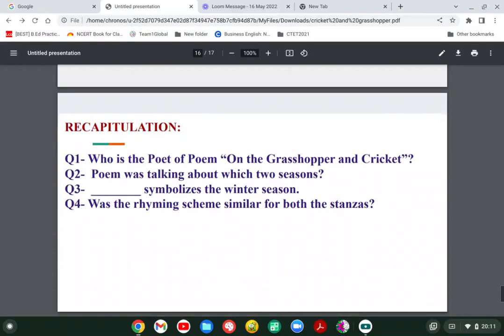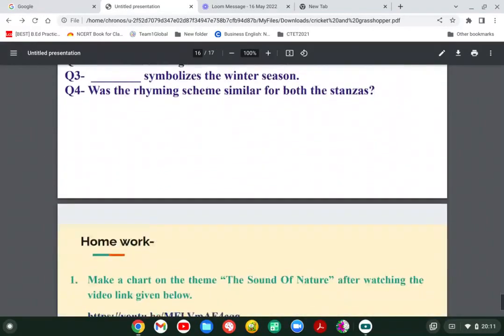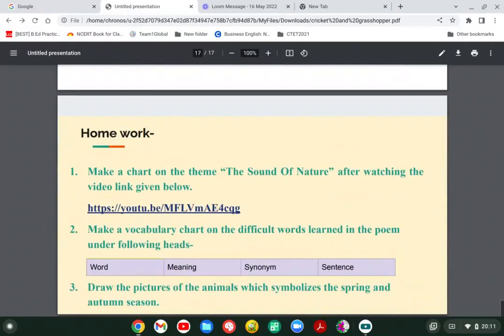Right. So for rhythm, you have to write the rhyming scheme in the chat box, class, and this is your homework. You can take a screenshot of it also, and you have to prepare a chart on the sound of nature. Right. Yes, I am giving you 10 seconds. You can take a screenshot of it.